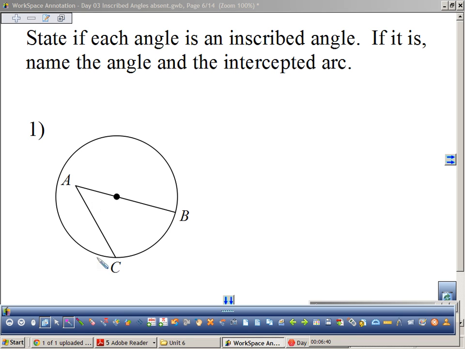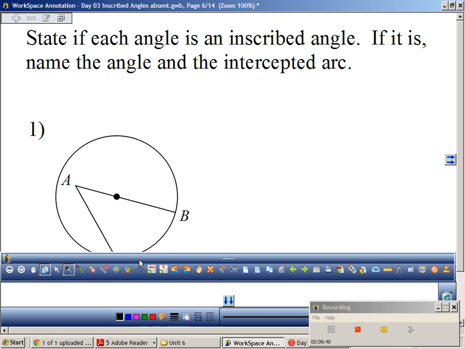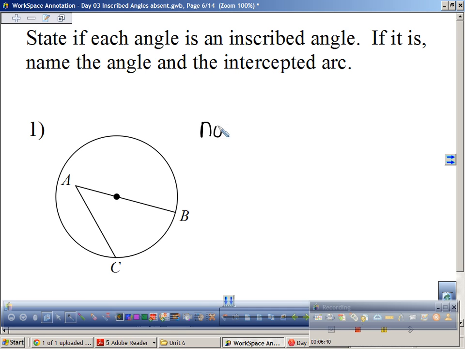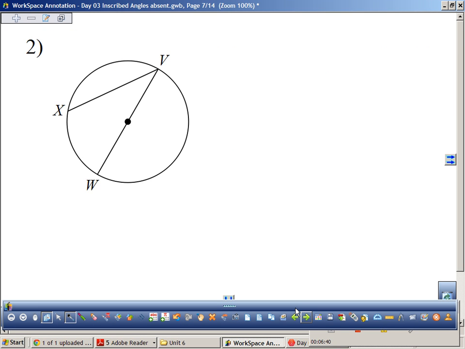So let's look at this one. That vertex doesn't go all the way out to the circle. So this would be a no. What's the next one? Number 2.